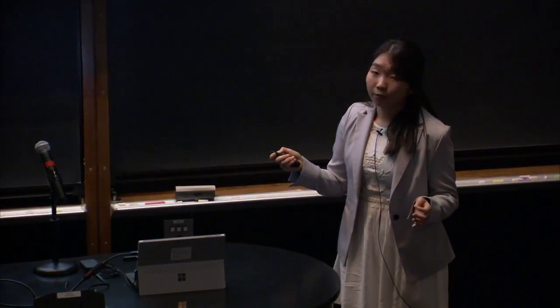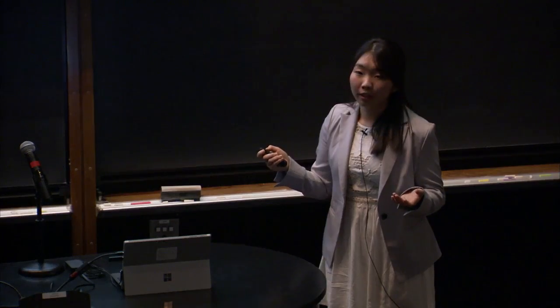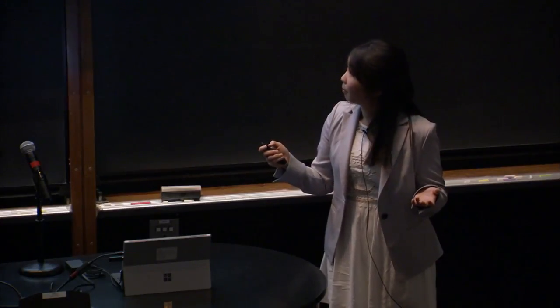Whereas when you delete SNF1, which is an AMP kinase, you see this fracturing of G-bodies, or multiple dots per cell. And then in SOD1, in hypoxic conditions, the cells look pretty much like the normoxic ones, indicating that SOD1 is a pretty important gene in forming G-bodies.